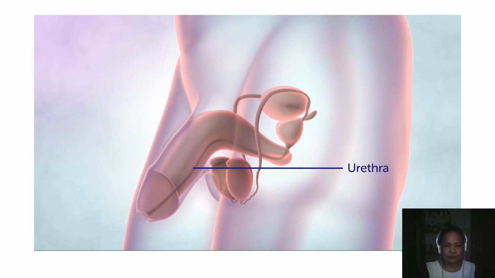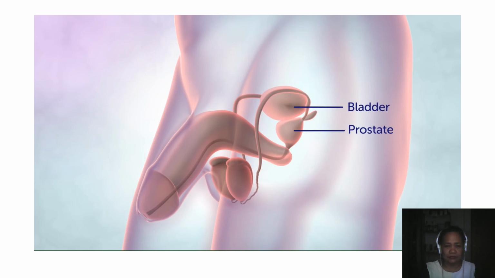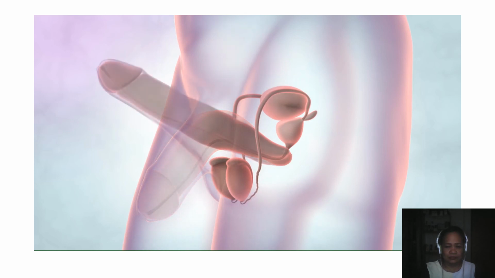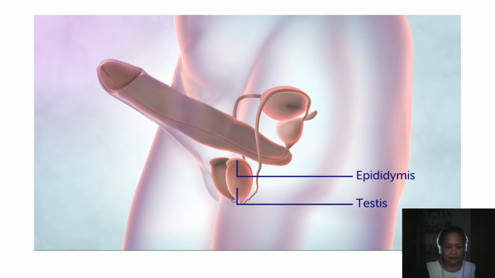The urethra is a tube that runs from the bladder through the prostate gland and the middle of the penis to carry urine out of the body. The penis has a rich blood supply as well as a muscle layer and nerves. When sexually aroused, the blood flow increases and it becomes erect. The testes produce sperm and the hormone testosterone. At the back of each testis is the epididymis, a tube where sperm is stored.